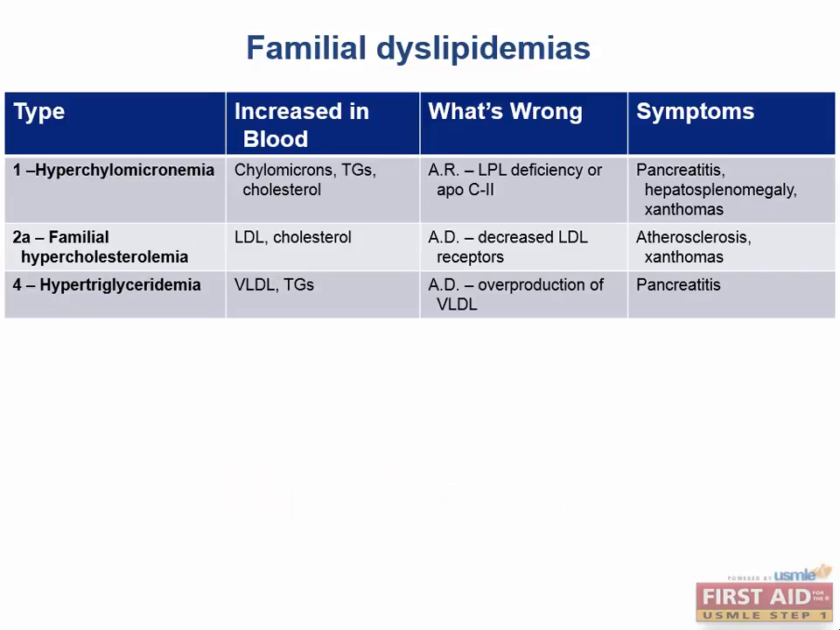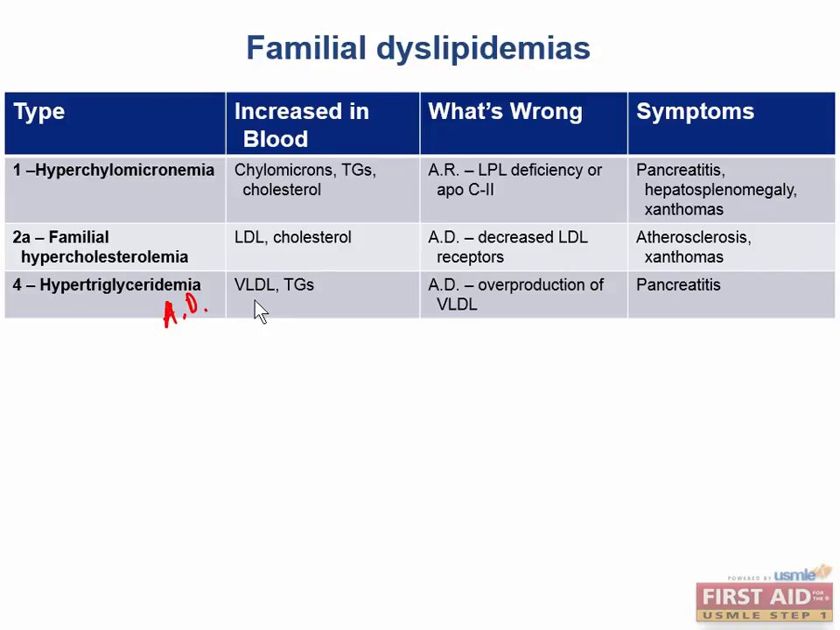Type 4 dyslipidemia, or hypertriglyceridemia, is also an autosomal dominant disorder. So we've had autosomal recessive, autosomal dominant, and autosomal dominant. So this hypertriglyceridemia is autosomal dominant and is characterized by a high hepatic production of VLDL molecules.